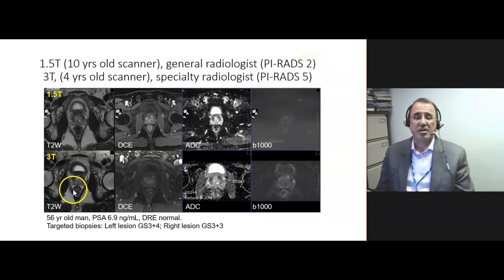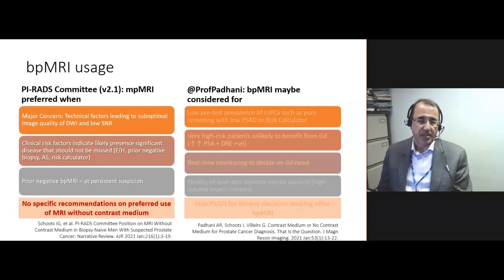The patient has a 3T scan. This is the diffusion imaging. You can see that this image lacks signal-to-noise ratio. And this is just the problem with an older scanner.